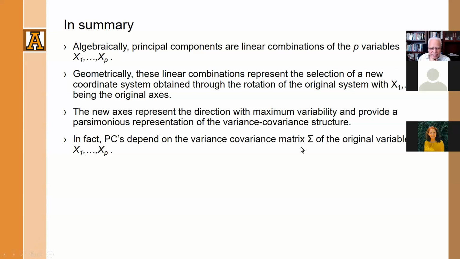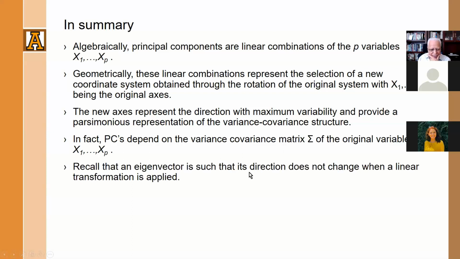So we already said this, the principal components depend on the variance covariance matrix. This is an important thing to remember. An eigenvector is such that the direction doesn't change when we apply a linear transformation. So that's a nice property of the eigenvectors. We can apply linear transformations to the transformed variables, and that doesn't change the direction of this eigenvector. So we keep working on this rotated axis.